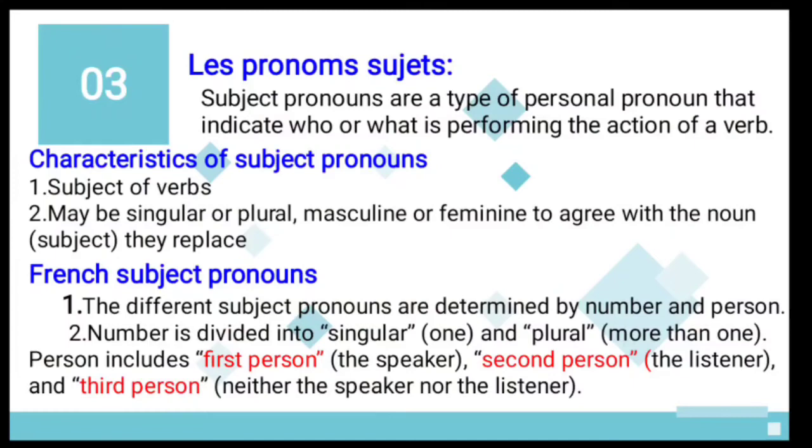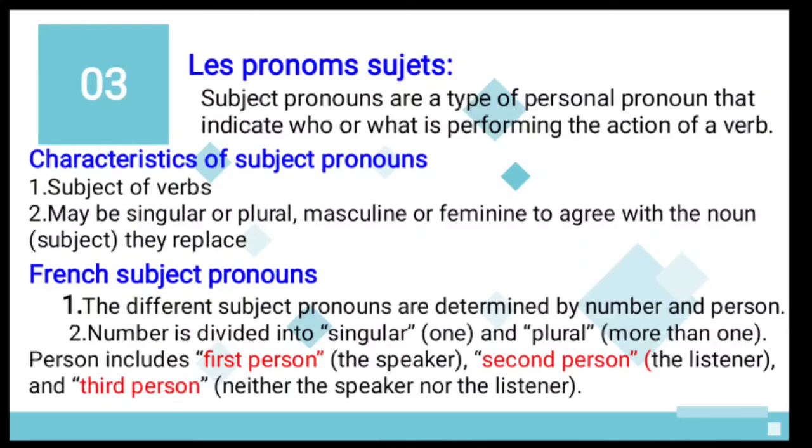And what are the characteristics of a subject pronoun? One is the subject of the verb, that is I, you, he, she, it, we and they. And second, it may be singular or plural, that is it refers to the number, and masculine or feminine, it refers to the gender, to agree with the noun subject they replace.